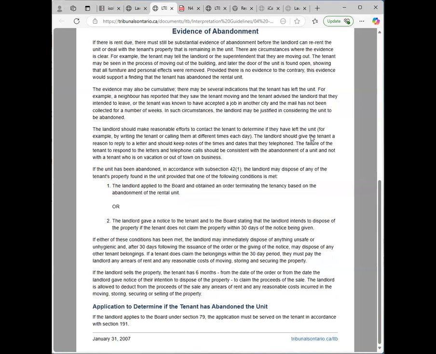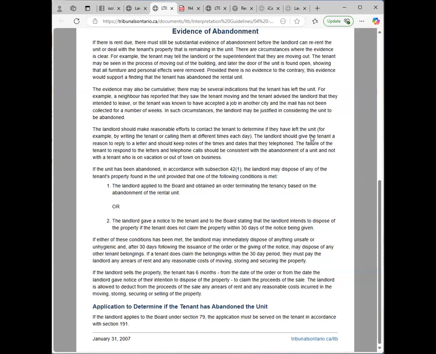So if the unit has been abandoned, the landlord may dispose of any tenant's property found in the unit, provided that one of the following conditions is met. The landlord applied to the board and obtained an order terminating tenancy based on the abandonment of the unit, or the landlord gave notice to the tenant and to the board stating that the landlord intends to dispose of the property if the tenant does not claim the property within 30 days of notice being given. If either of these conditions has been met, the landlord may immediately dispose of anything unsafe, unhygienic, and after 30 days following the issuance of the order or giving the notice may dispose of any other tenant belongings.